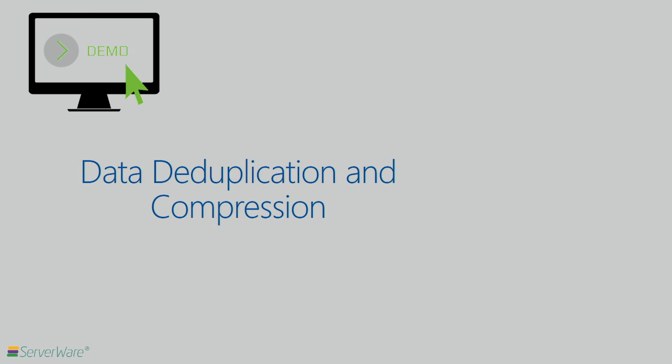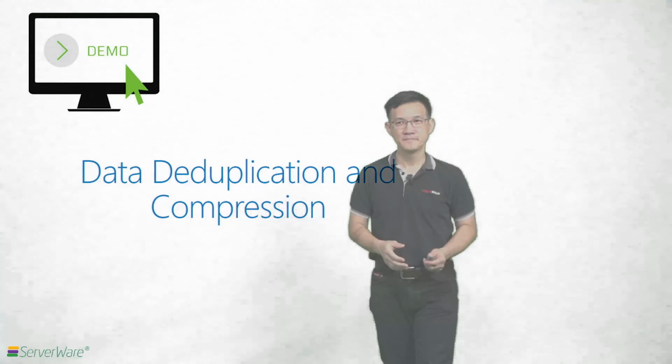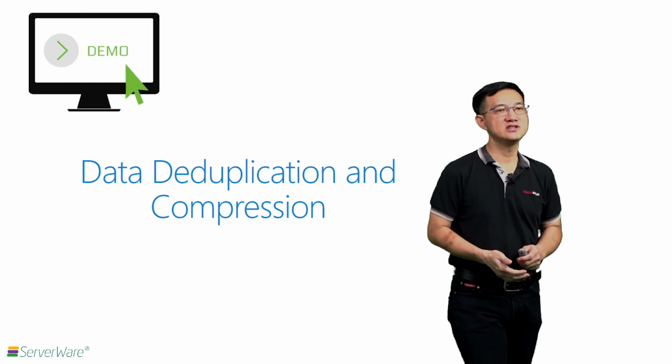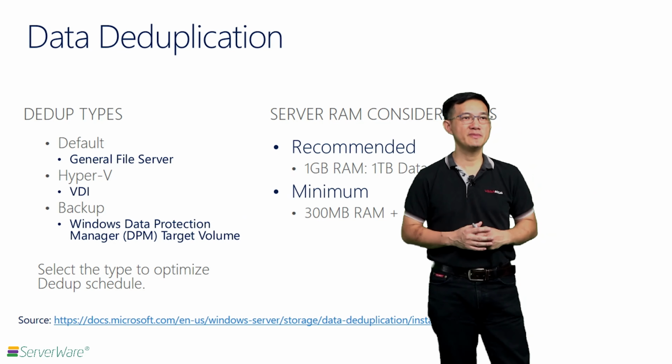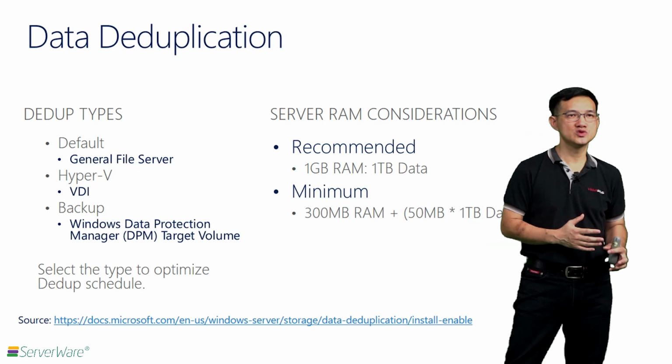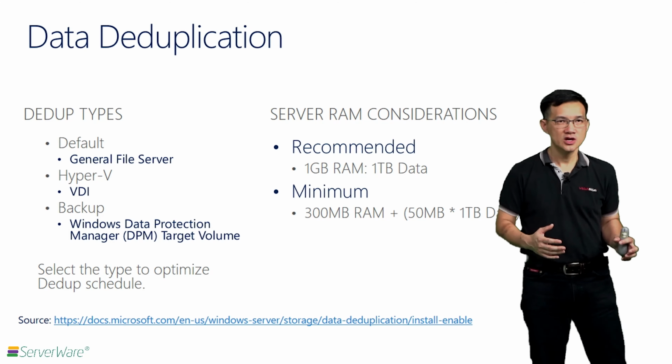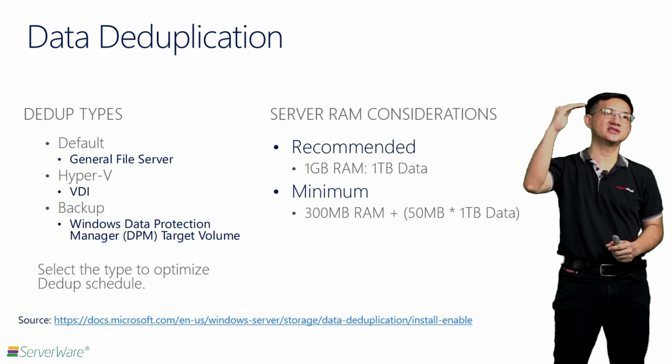How do you find the information? I hope that everything is helpful for you. This is data deduplication and compression. So like just now I mentioned, when you set up a volume to become a deduplication volume, you'll be able to see that you need to choose the deduplication type.